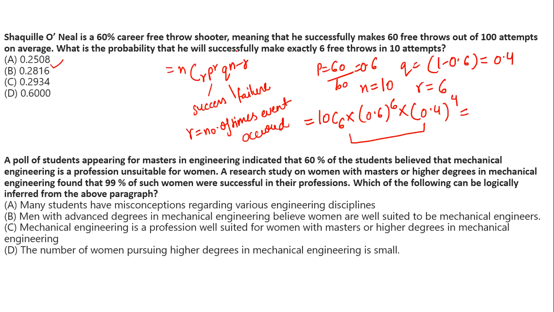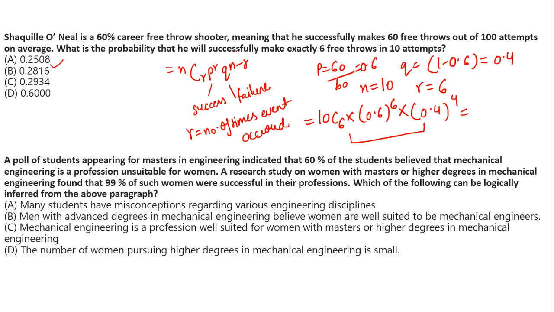A poll of students appearing for masters in engineering indicated that 60% of the students believe that mechanical engineering is a profession unsuitable for women. A research study on women with masters or higher degrees in mechanical engineering found that 99% of such women were successful in their professions. So which of the following can be logically inferred from the above paragraph?